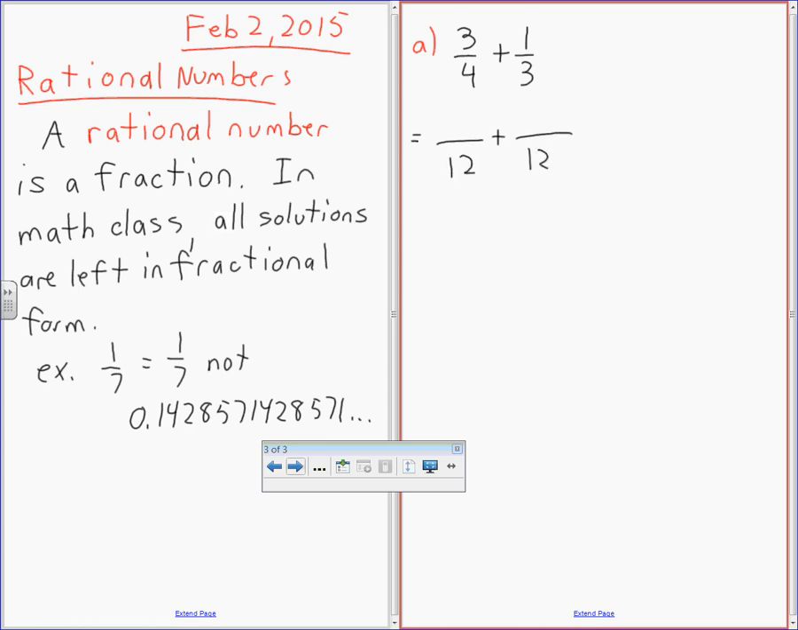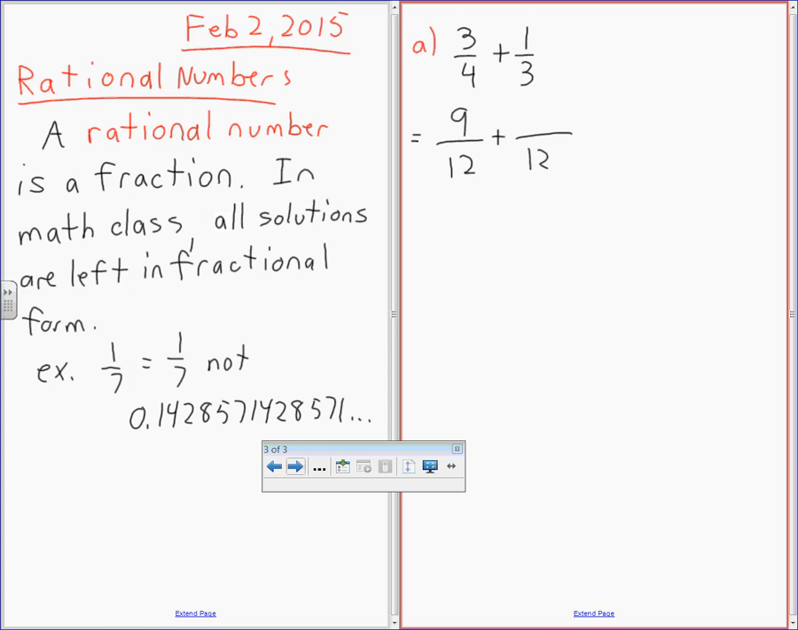Alana, 3 over 4 is going to be the same as what over 12, please? Sorry, Alana there. I was so confused. 3 over 4 is going to be 9 over 12. Okay, now the reason, hopefully you got that, was what we did was we multiplied the denominator by 3, so the numerator also multiplies by 3.